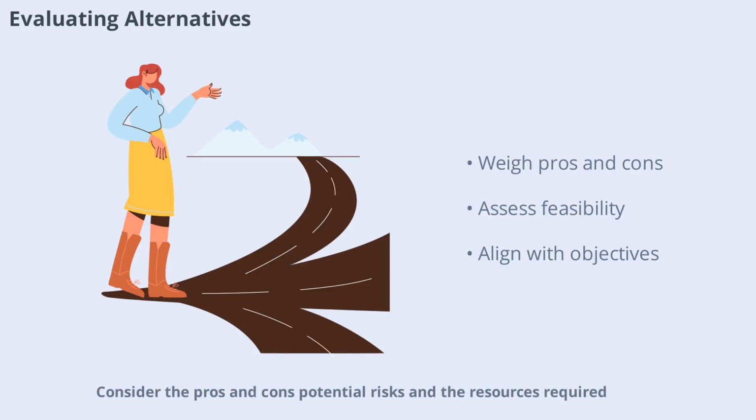Consider the pros and cons, potential risks, and the resources required. Use criteria like feasibility, impact, and alignment with your objectives to compare alternatives. This systematic approach helps you choose the most effective solution for your specific problem.